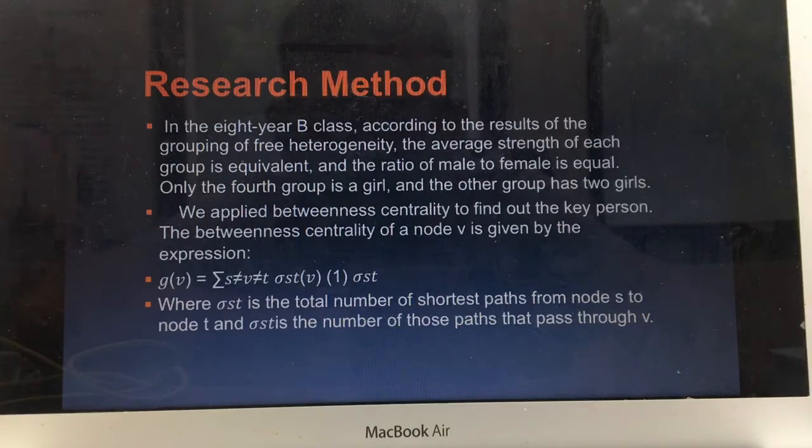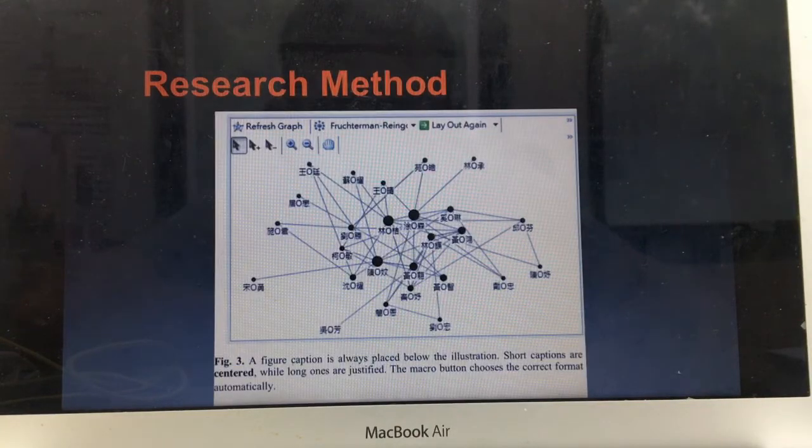We apply the effectiveness centrality. The effectiveness centrality means that we have the following expression. We call that formula and use it to count the shortest path from node S to node T. Then we can count the paths passing through the V point. We can see this figure.